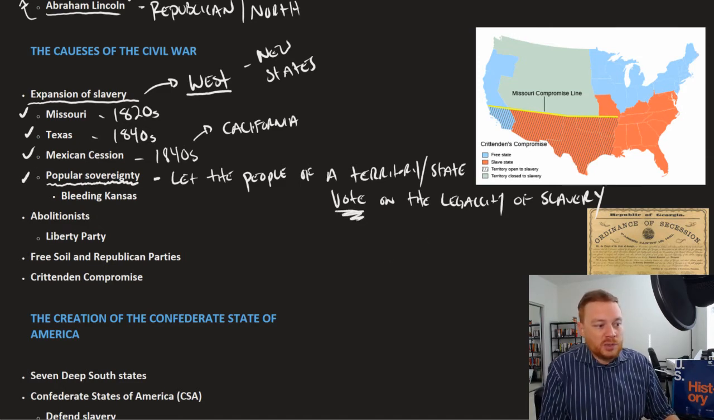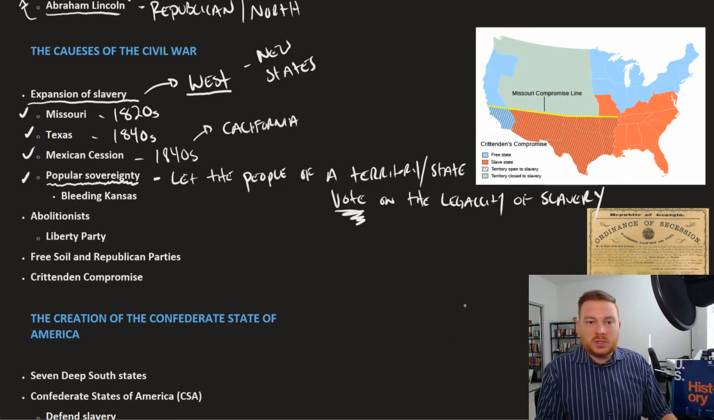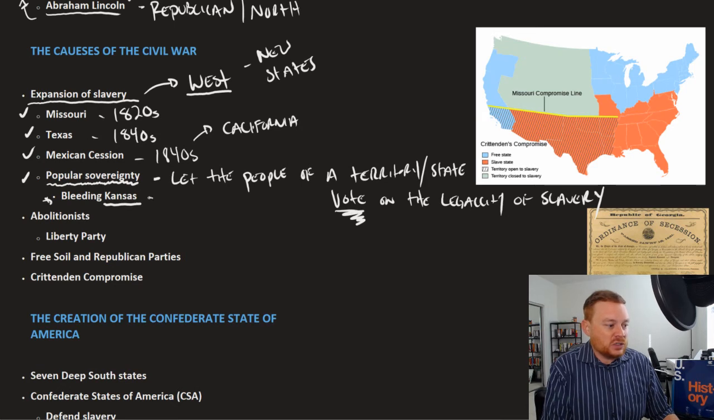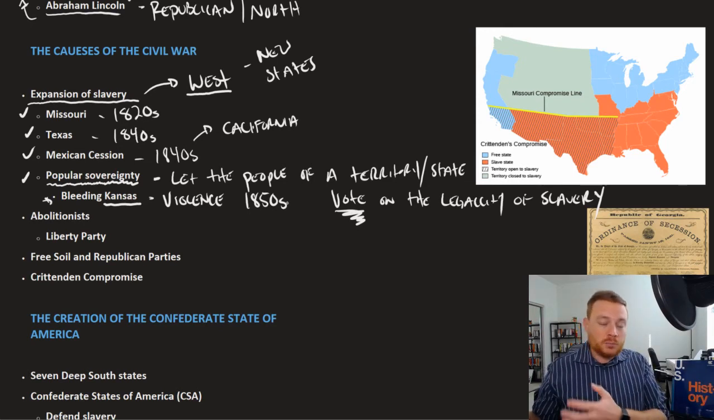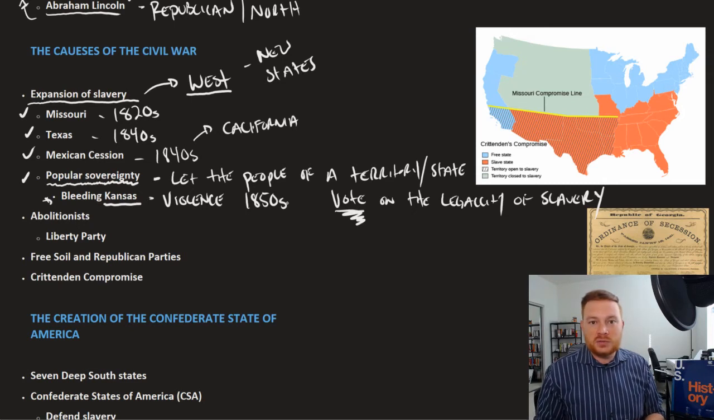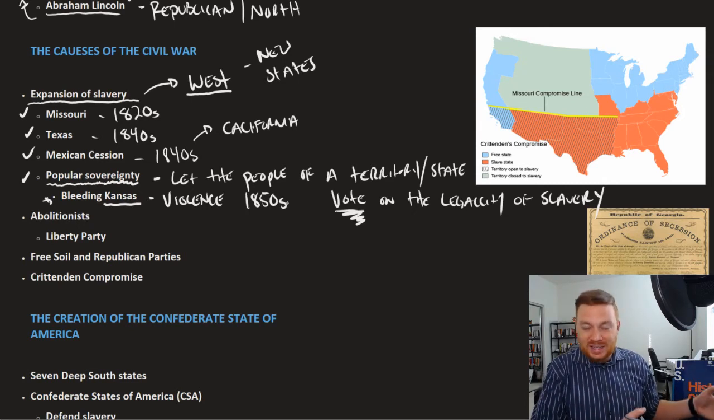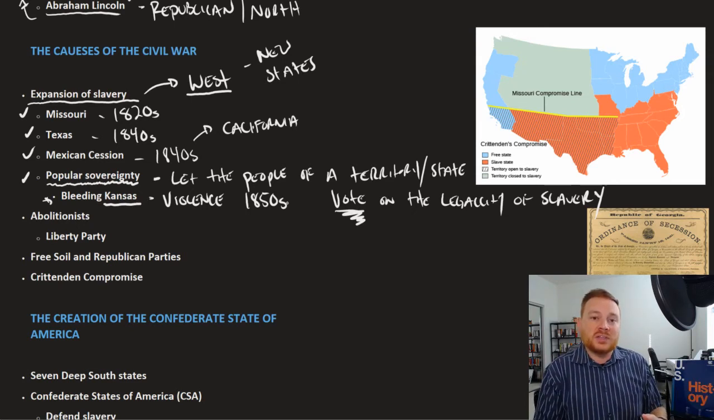Simply just let the people vote, and as long as Congress is willing to recognize the outcome of that vote, this is a potential solution. However, popular sovereignty was practiced in Kansas, and the result was bleeding Kansas, which was the violence in Kansas in the 1850s. Essentially, it was left up to a vote in Kansas. Pro-slavery forces moved to Kansas, voting for the pro-slavery position. Anti-slavery forces moved to Kansas, voting for the anti-slavery position, and they essentially killed each other.